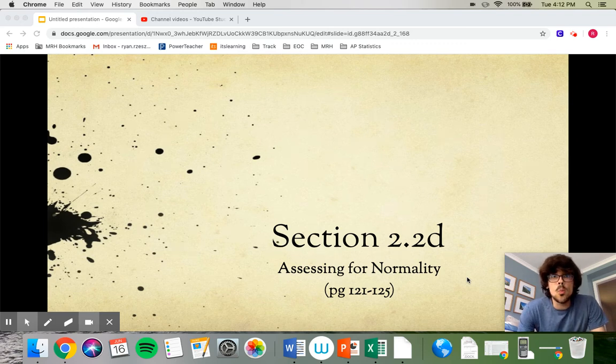Chapter 2 is actually one of the shortest chapters of the entire class. It goes by really, really quickly, and this is actually our final lesson in the chapter. It's going to be a short video too, because all we need to do in this section is learn how to assess a dataset for normality. Or in other words, decide if a dataset that you're given is actually following a normal distribution.